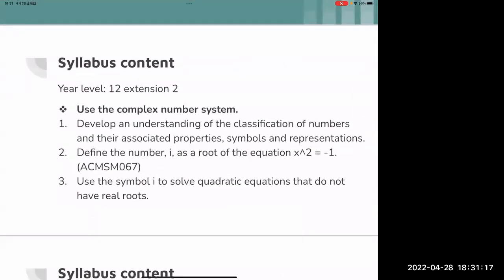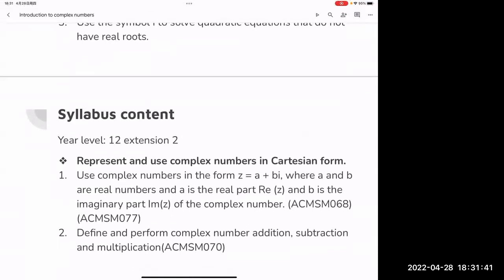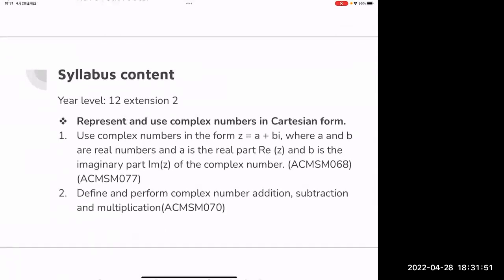So in use the complex number system, it includes develop an understanding of the classification of numbers and their associated properties, symbols, and representations. It also includes define the number i as a root of the equation x squared equals -1, and also use the symbol i to solve quadratic equations that do not have real roots. And in represent and use complex numbers in Cartesian form, students need to learn how to use complex numbers in the form z = a + bi, and also define and perform complex number addition and subtraction. I will not include multiplication and division in today's lesson.